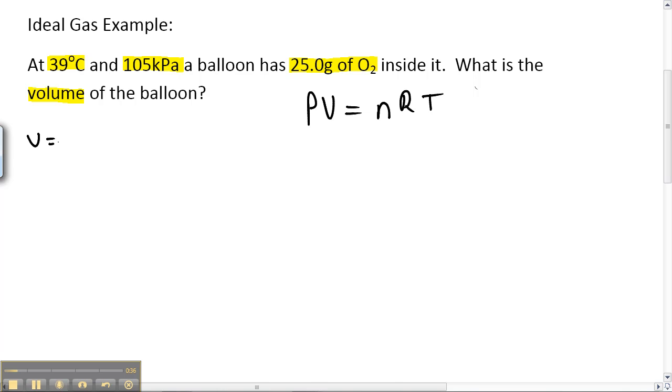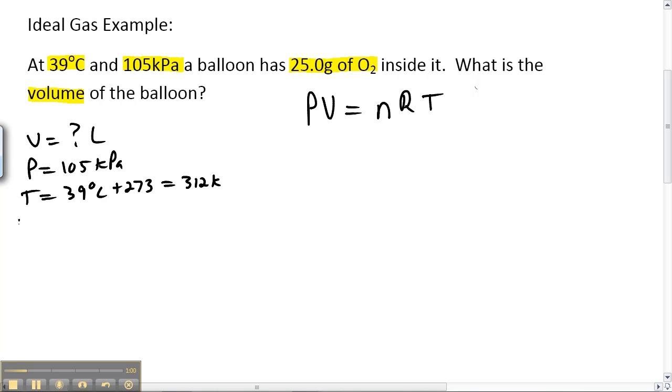So volume is question mark. Pressure is 105 kPa. Temperature is 39 degrees Celsius. Now we don't like Celsius, we want it in Kelvin. So we're going to add 273 to that and we are going to get 312 Kelvin.